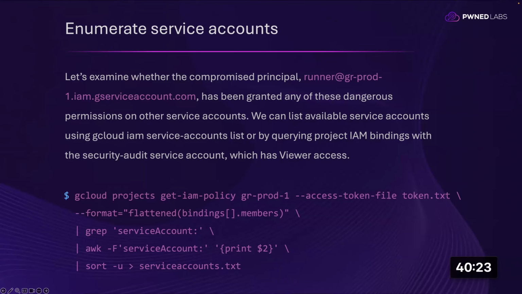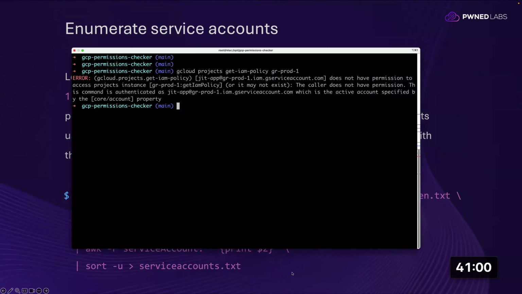So probably the first thing we need to do is get a list of potential service accounts that we might have some potentially dangerous way of controlling. What we can do is use this command here to get the IAM policy, extract the service account email addresses from it, and save them to service accounts.txt. So let's go ahead and do that.